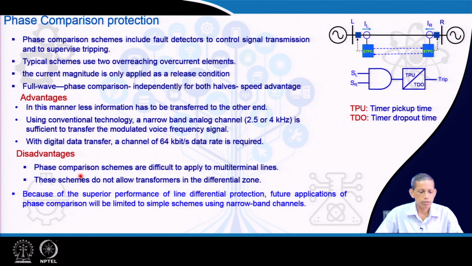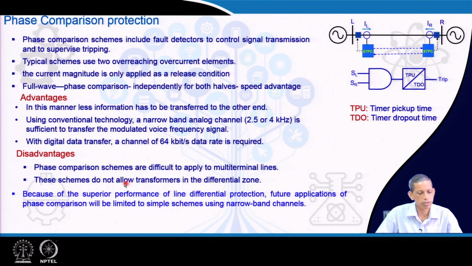Some of the disadvantages: phase comparison schemes are difficult to apply for multi-terminal lines. You remember multi-terminal lines. For them, comparing the phase information of different current signals will be pretty difficult. These schemes also do not allow transformers in the differential zone, as we have already addressed, because there will be phase shifting, so you have to connect the delta side as star and the star side as delta so that phase compensation can be accomplished.